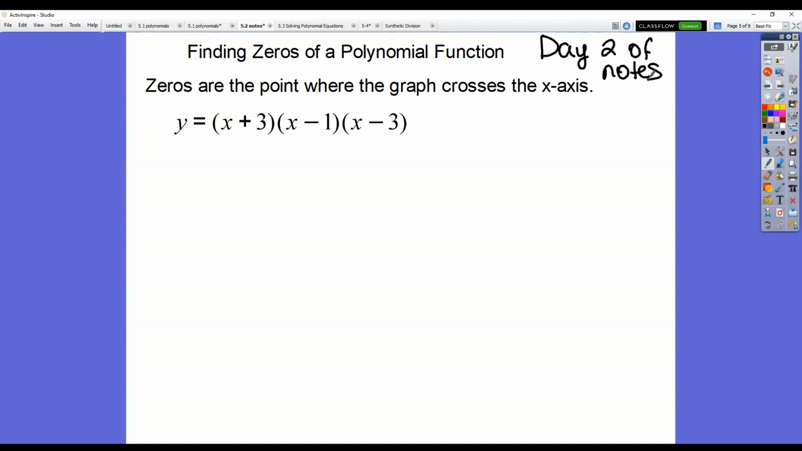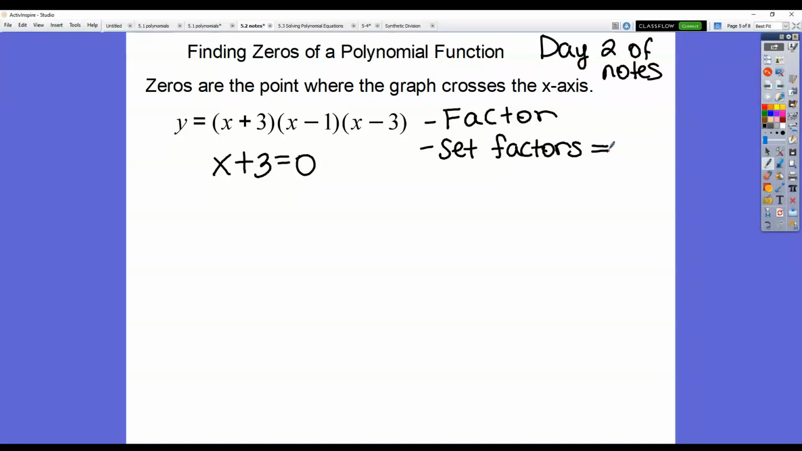Okay, finding the zeros of a polynomial function. Zeros are the points where it crosses the x-axis. So all you have to do, once you have something factored, set them all equal to 0. Factor, and then set factors equal to 0, and solve for x. So this one, we get x equals -3.